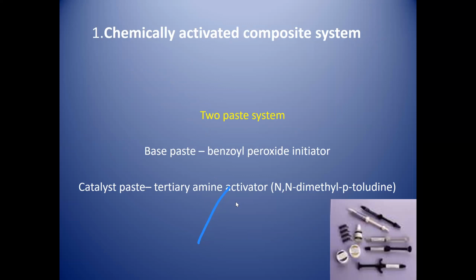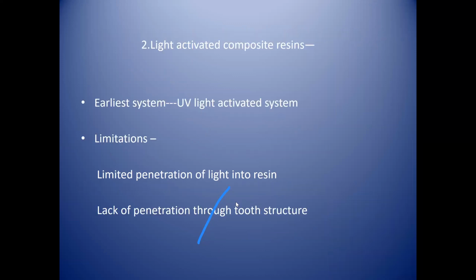In a chemically activated composite system, a two-phase system is seen. There will be a base phase with benzoyl peroxide initiator and a catalyst phase with tertiary amine activator. In light activated composites, the earlier system was a UV light activated system. Its limitation was limited penetration of light into the resin and lack of penetration through tooth structure.